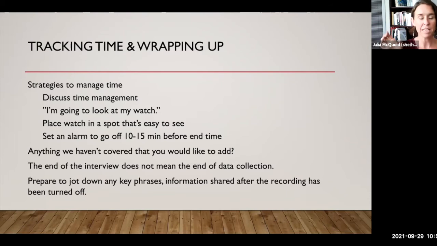Also, having a visible timekeeping tool and letting them know that you're going to be checking it is appropriate. Another strategy could be to set an alarm that goes off 10 to 15 minutes before you're done. Another strategy that I didn't list here is, as you go along with your data collection, to get a feeling for how long different sections of the interview take and then try to pace yourself accordingly.